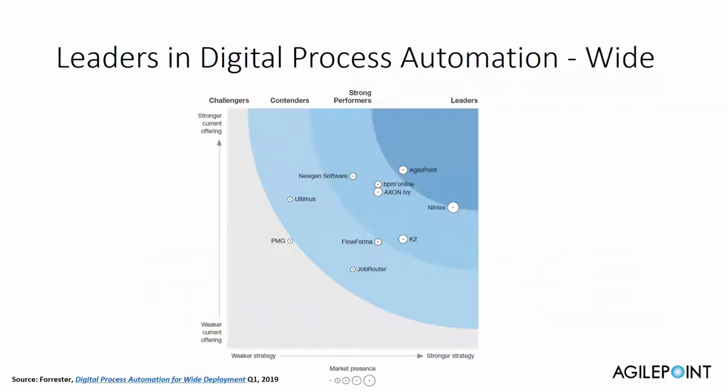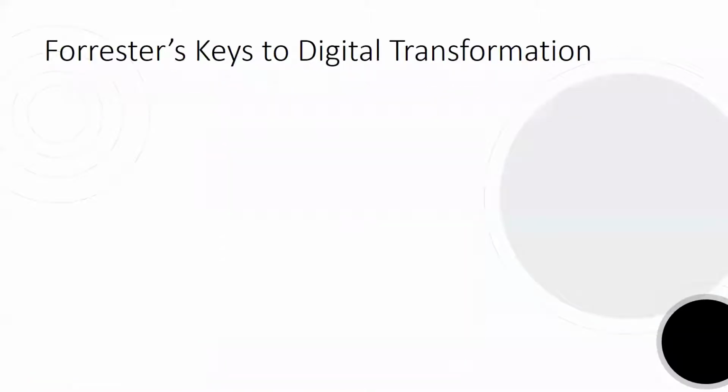Now the next slide is really a huge point of pride for us here at AgilePoint. It's one of the largest developments in our history, and that is being recognized as a leader in the prestigious Forrester Digital Process Automation Wave report. Now, this is a new report that I think is in its first year this year. And really, there's a few things that Forrester has to say about this report and its role in an organization's digital business transformation.